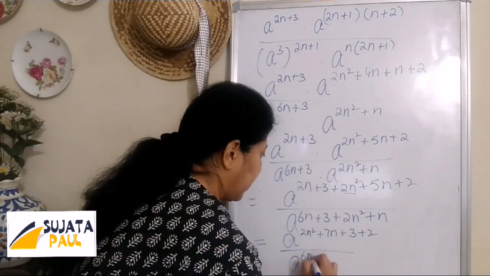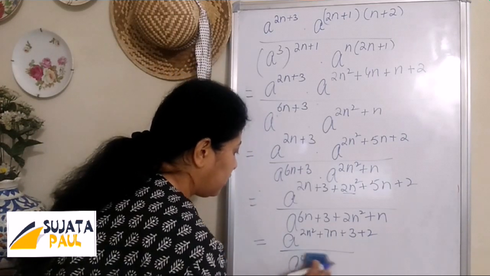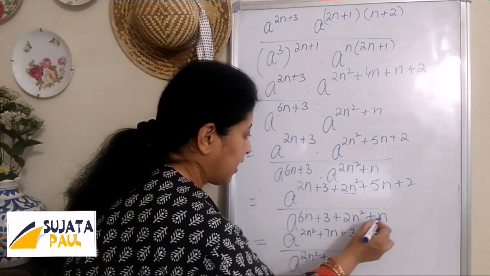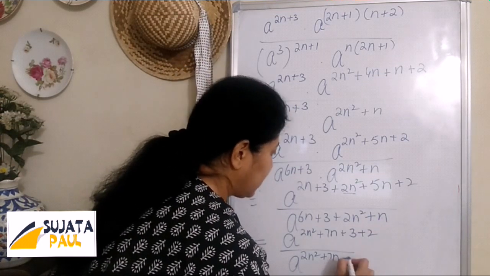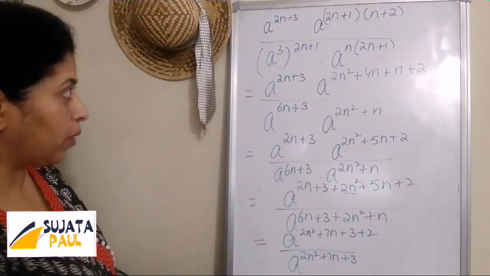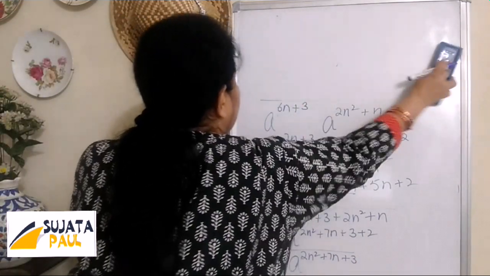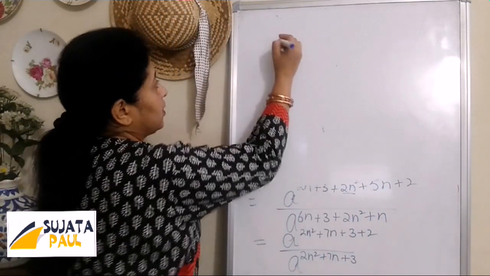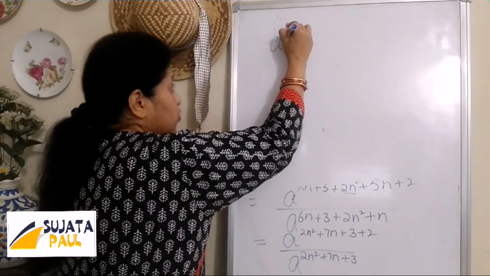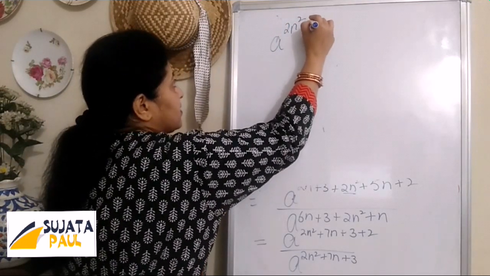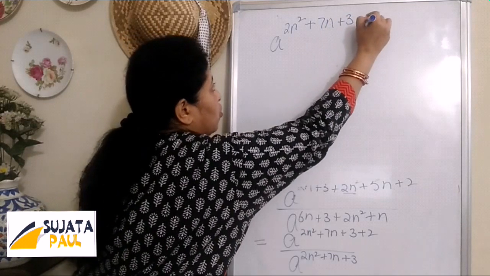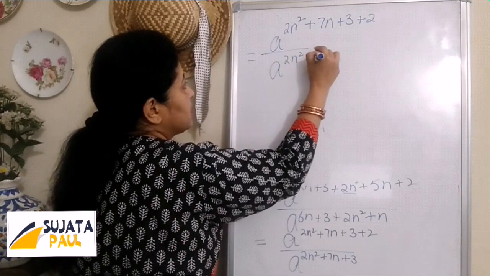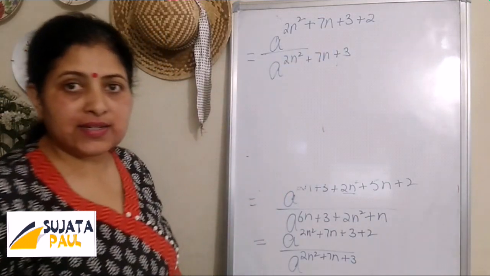And here I have 2n square plus 6n plus 1n is 7n and plus 3, like I told you, right? I'm going to copy this here so that you can understand it more clearly. Look at what I'm doing. I'm copying this part here: a raised to the power of 2n square plus 7n plus 3 plus 2. And what do I have here? A raised to the power of 2n square plus 7n plus 3, right?